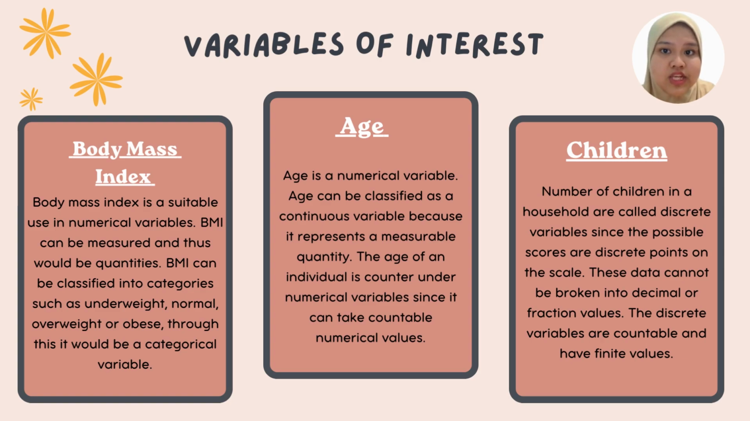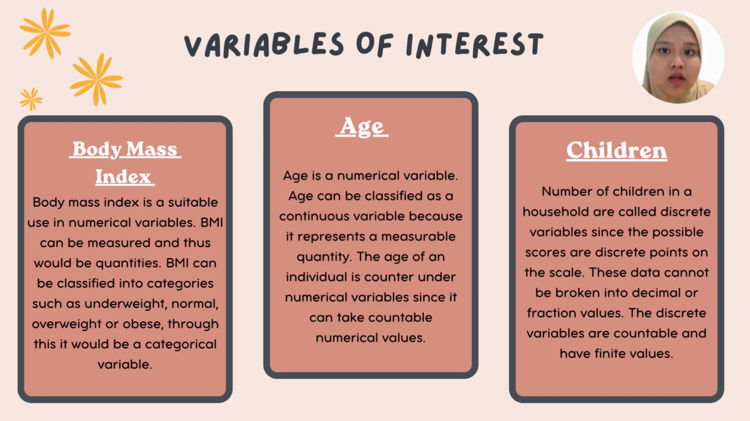Second is age. Age can be classified as a continuous variable because it represents a measurable quantity. The age of an individual is counted under numerical variable since it can take countable numerical values.